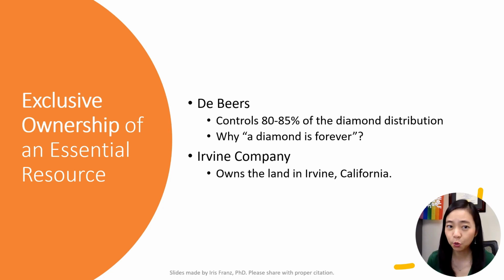If you would like to do business in Irvine, California, you will need to rent an office space from the only landlord, the Irvine Company. If you are a student who could not find student housing, you rent your space from the Irvine Company. Therefore, the Irvine Company is a monopolist of land in Irvine, California.